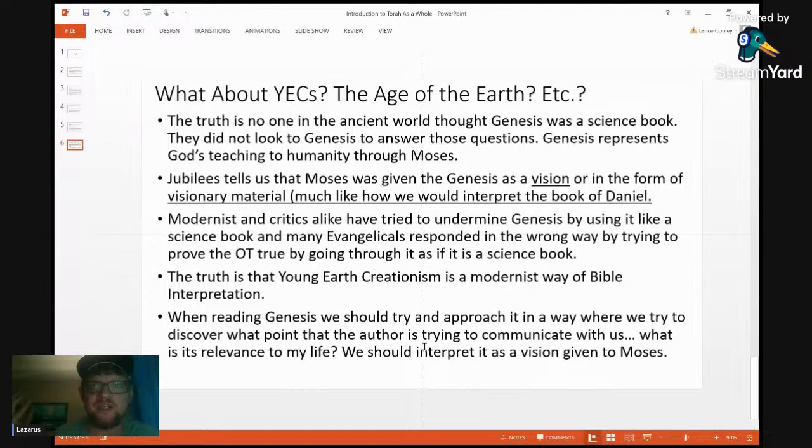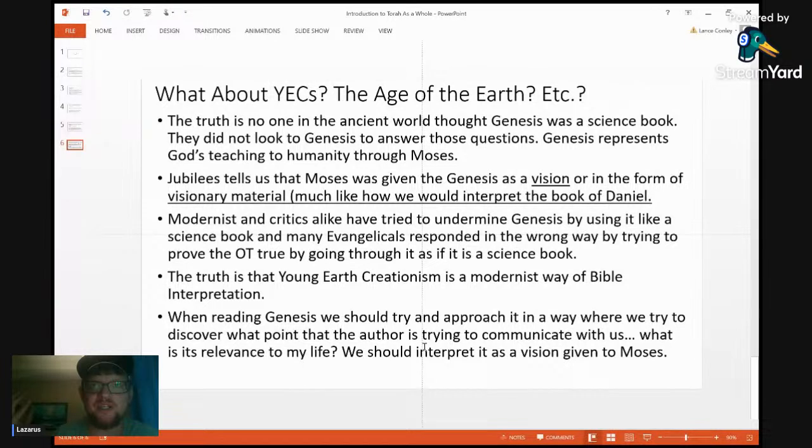They weren't saying, this is how water was made, or this is how the universe was created. They weren't treating it like a science book. Genesis represents God's teaching to humanity through Moses, right? If you read Second Temple literature, you'll see that for the Second Temple Jews and early Christians, who really loved the book of Jubilees, Moses was given Genesis as a vision on Mount Sinai, in the form of visionary material. So you would interpret it quite like the book of Daniel.